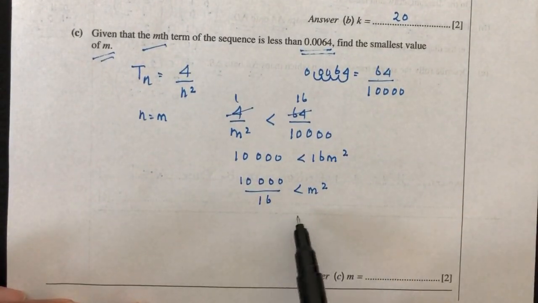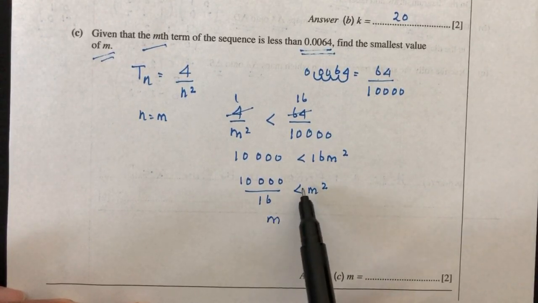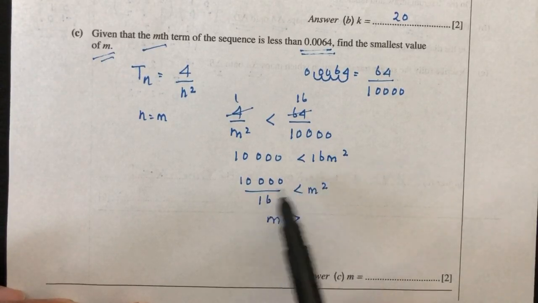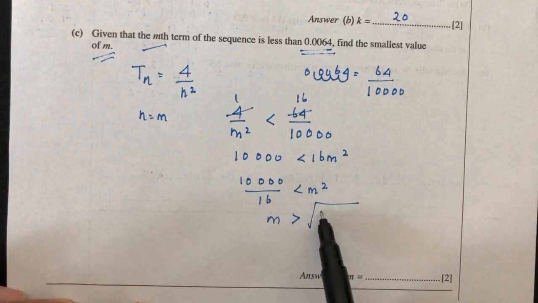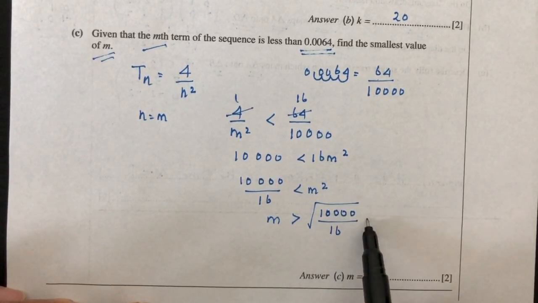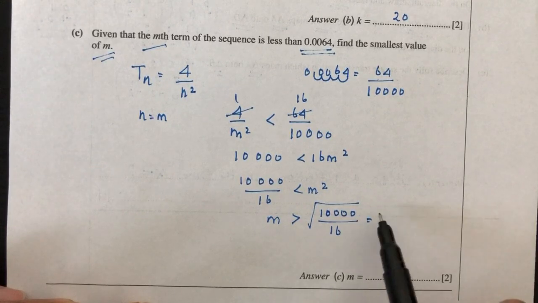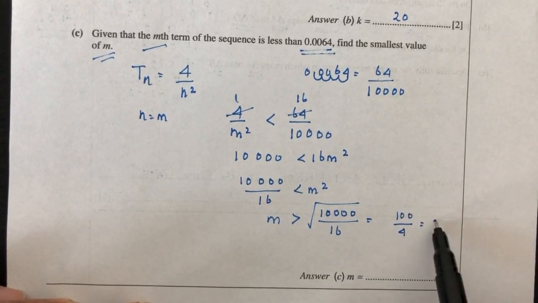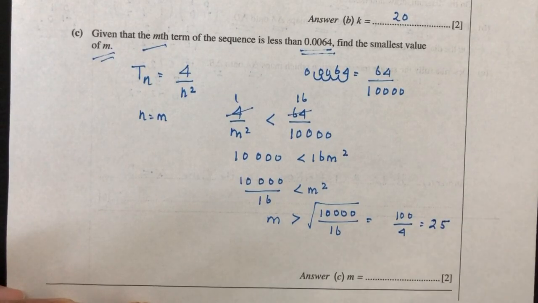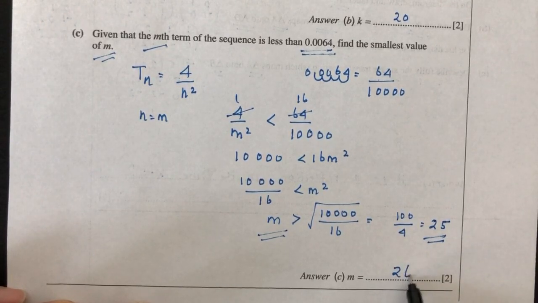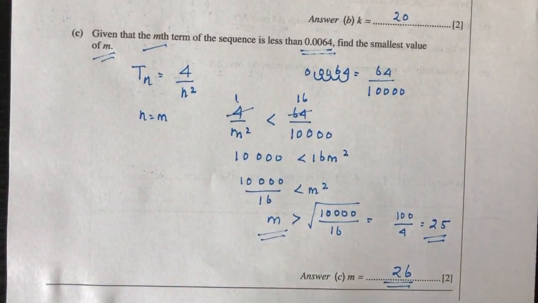So what is the value of m? If you change position, so put m here, this will become square root of 10,000 divided by 16. So what is that value? The square root of 10,000 is 100, divided by 4 is 25. So as you can see, m needs to be bigger than 25, which will be 26. That will be your smallest value of m, 26.